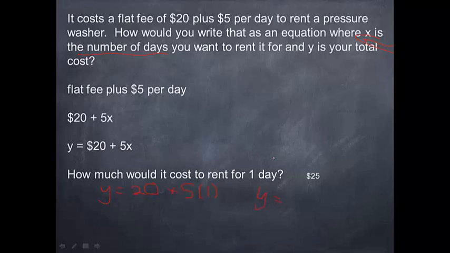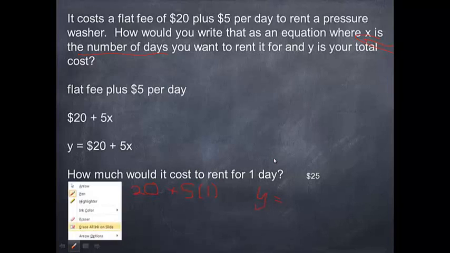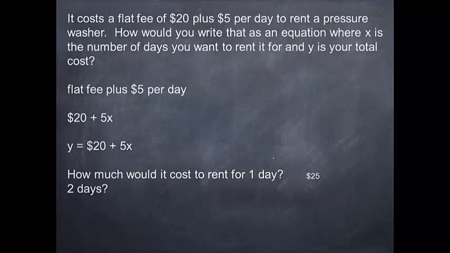Right. If you got $25, you are correct. And be sure to put the dollar sign because we're looking for a cost. Okay. So try it for 2 days. What do you get? $30. Good job. How about for 5 days? Go ahead and pause the video and work it out. $45. Awesome. How about for 8 days? $65. Good job, guys. Alright. Pretty simple, right? I think you are all getting the hang of it.